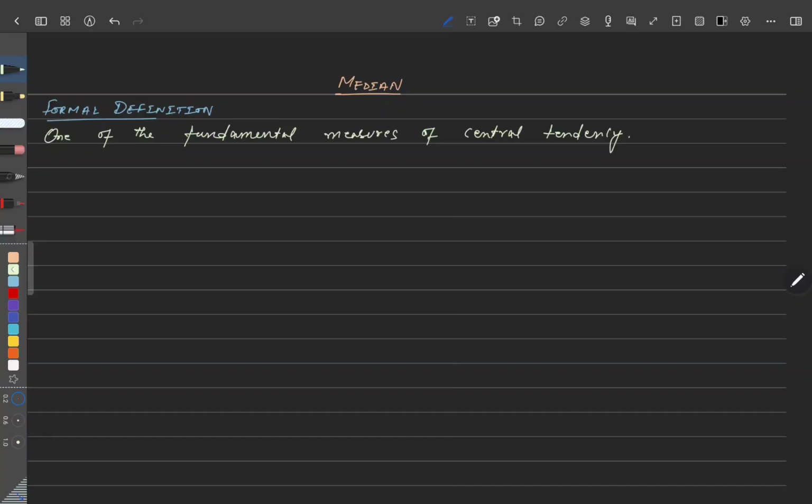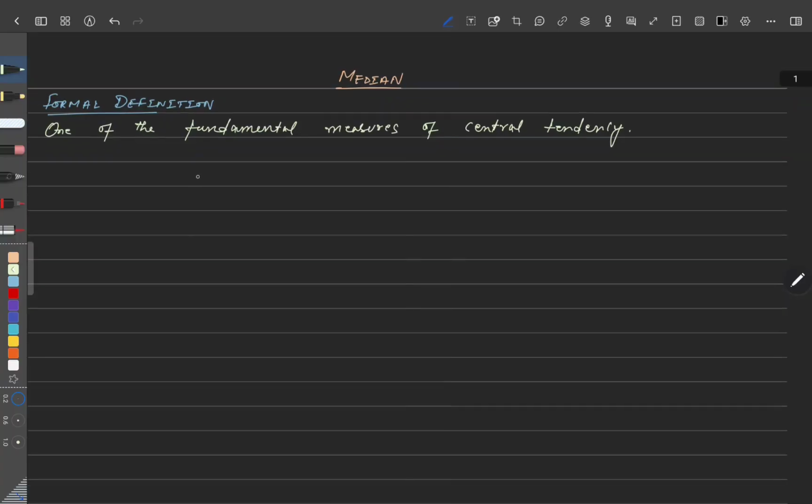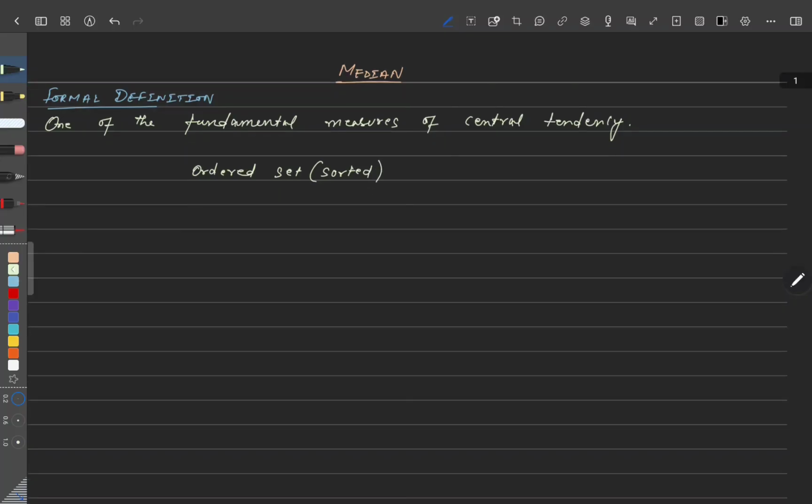Let's say that in an ordered or sorted data set, median is the middle value, right? So ordered set or sorted, median is the middle value.